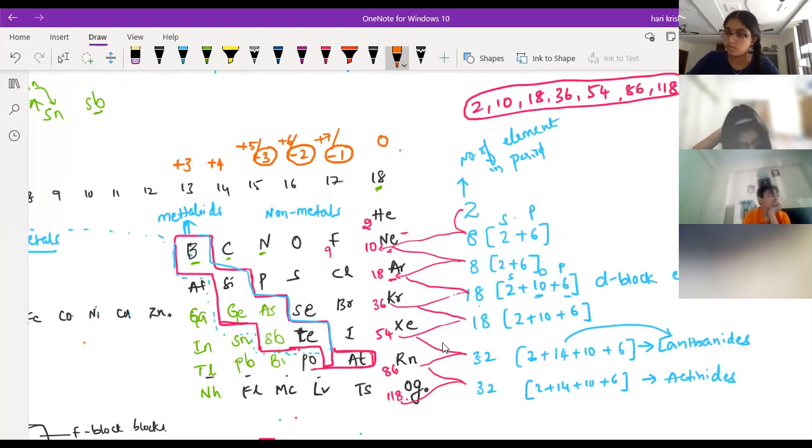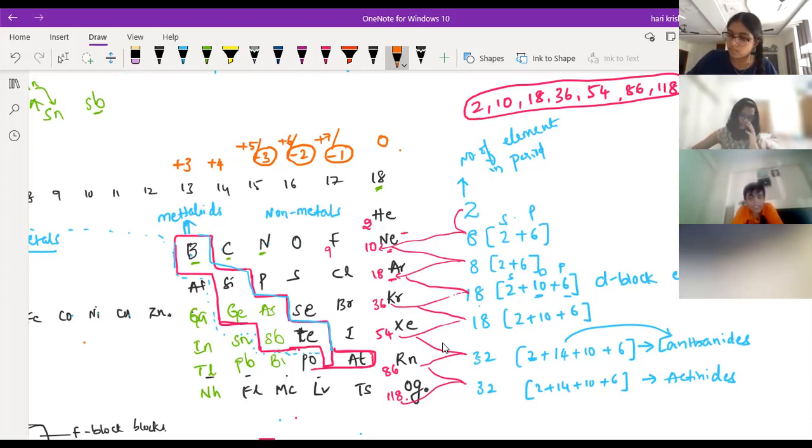Now, if I ask what is the valency of oxygen? -2. Fluorine, chlorine, bromine, iodine, all will show -1. If you remember this table in the periodic table format, it is very easy to write the chemical formulas for each and every compound.